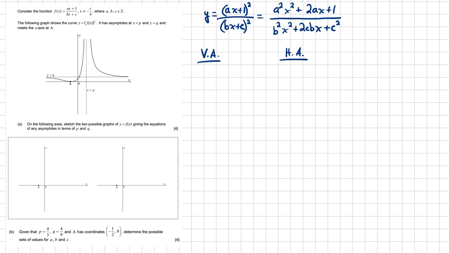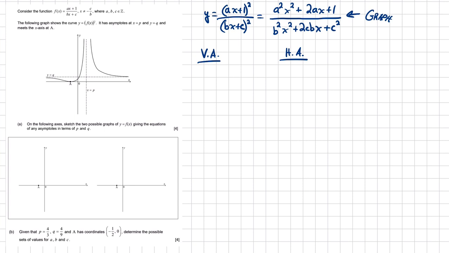So I went ahead and wrote out what y is equal to. So this is the equation of my graph here. Okay, this is the equation of my graph. And we're going to use this in order to figure out what our vertical and horizontal asymptotes look like in comparison to f of x.